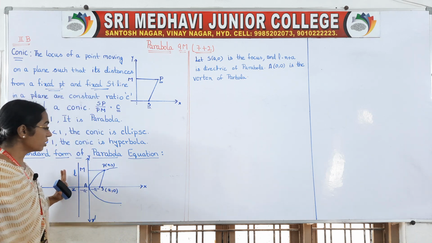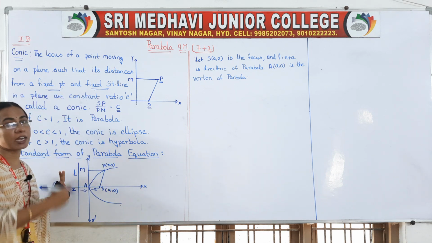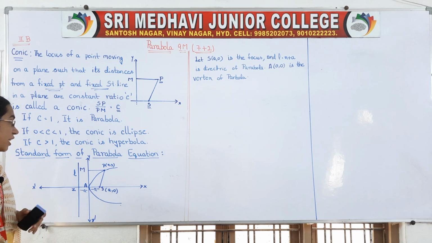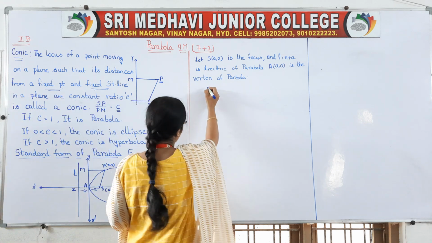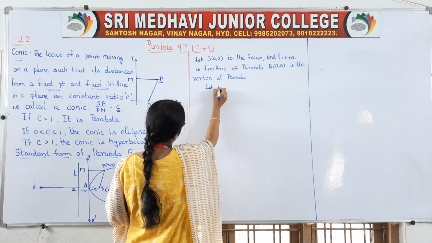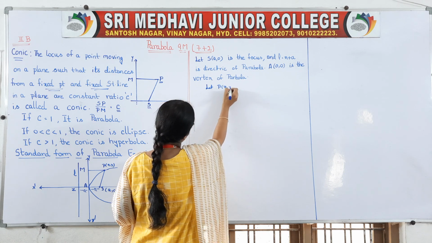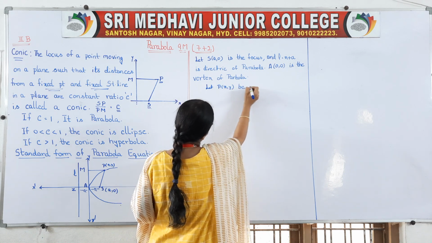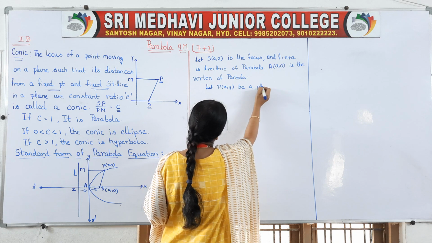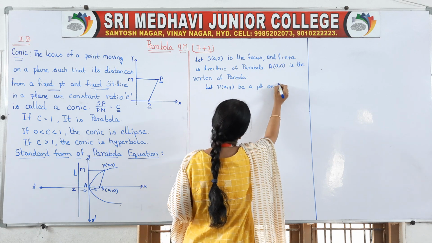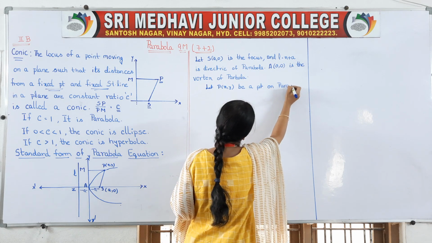Now we have to derive the standard form of the parabola equation. How can we derive it? Take one point, let P(x, y) be a point on the parabola.